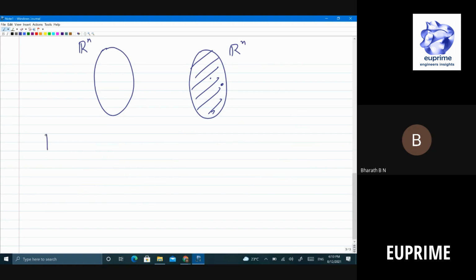So for any y in Rn, there exists an x in Rn such that Ax equals y, right? Is that fine? This should be the case.